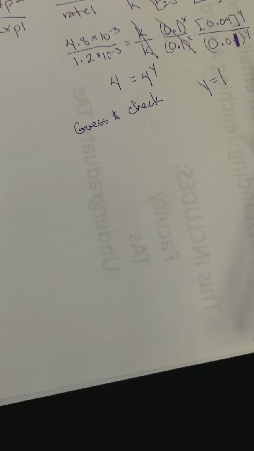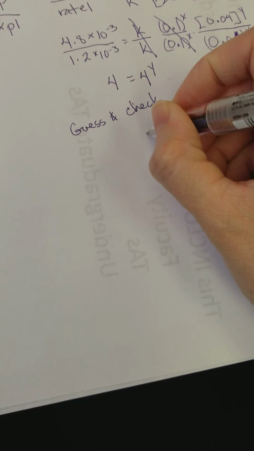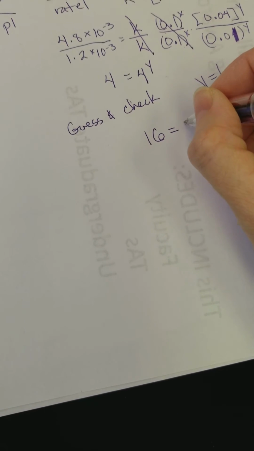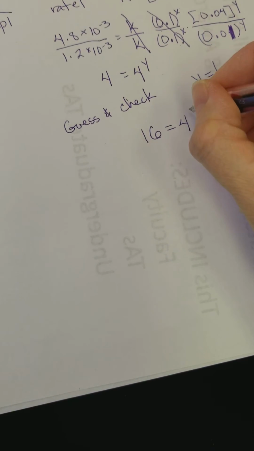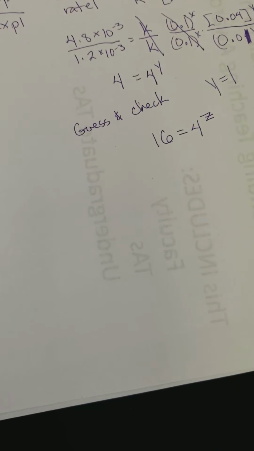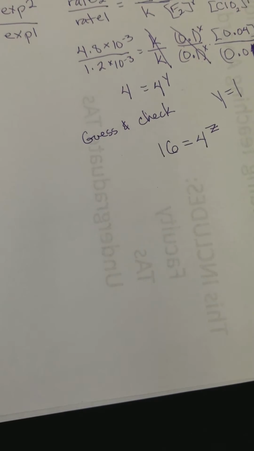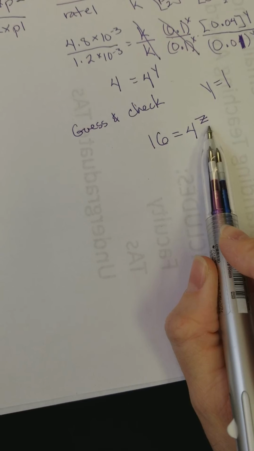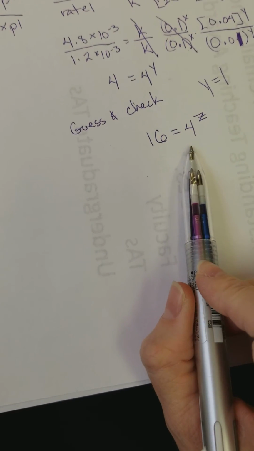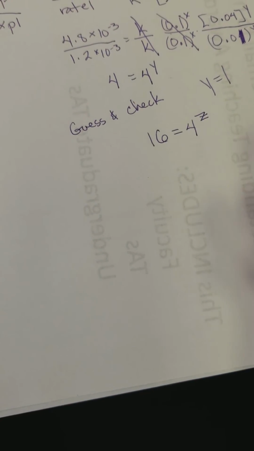Same game: at some point you should take a look and see what would happen if you had 16 equals 4 raised to, we'll go ahead and give it the z power, and see what value of z it takes to make this equation true. That's essentially what we're doing here.